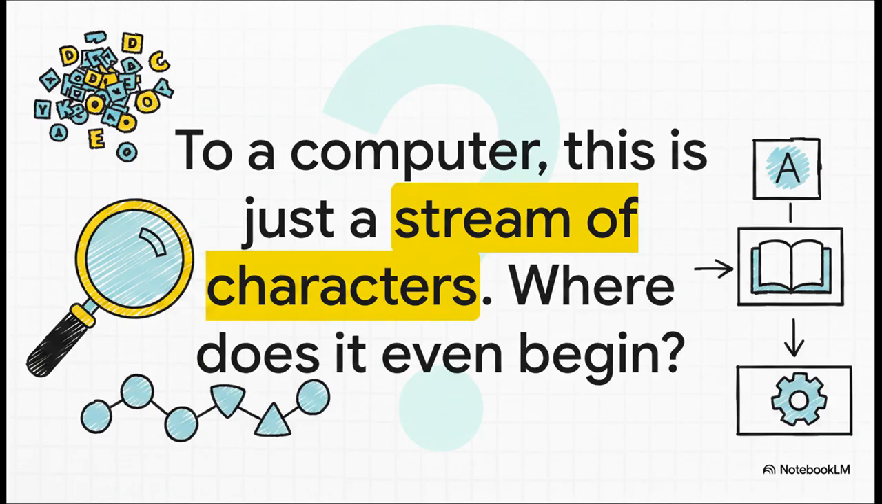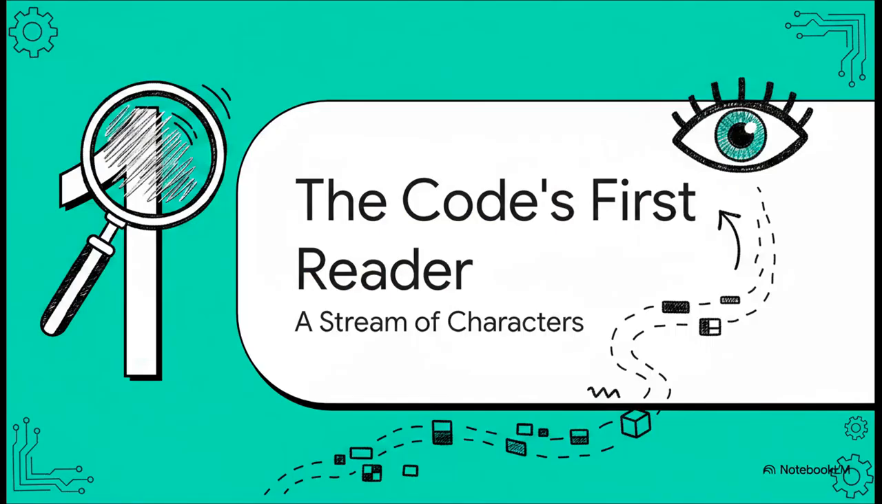It's kind of like being handed a big pile of Scrabble tiles and being told to make sense of it. So where on earth does it start? How does it turn that chaos into order? Well, that very first step is done by something called the lexical analyzer. Sometimes people just call it the scanner. Think of it as the very first reader of your code, and its whole job is to perform the most basic but most critical level of organization.